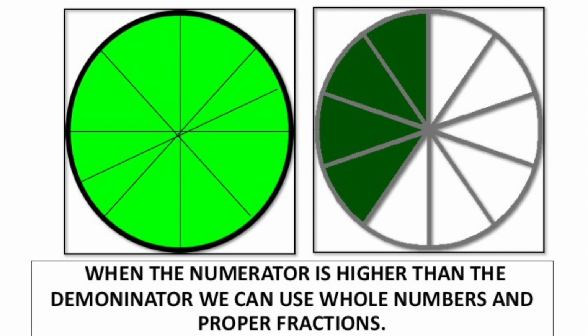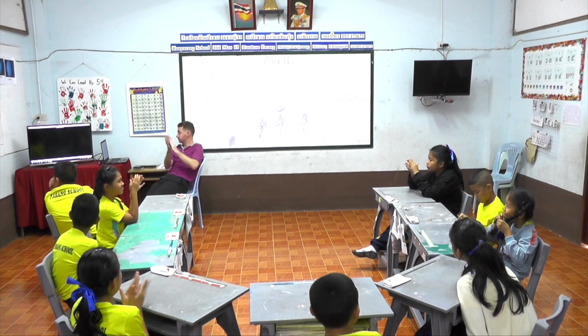When the numerator is higher, we can use whole numbers. Here we have a whole number 1 to represent one whole circle, and then a proper fraction. How many parts here? 4. So we've got 1, 4 over 10. And that's how we add calculations together. Any questions, guys? No? Okay, that was excellent. Well done.